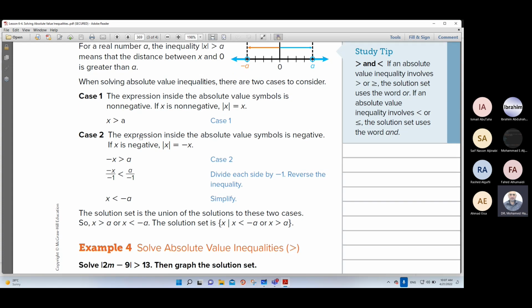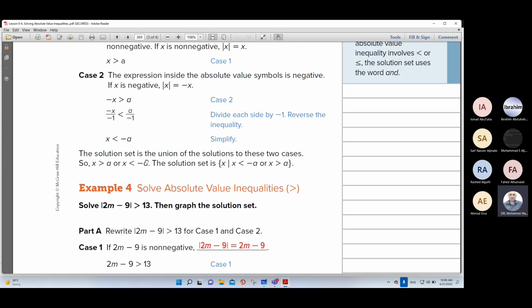The second case: the expression inside the absolute value symbol is negative. If x is negative, the absolute value of x will be negative x, and we can write negative x greater than a. Then we can divide by -1 to remove the negative from here, and we can switch the direction of the sign because we divided by a negative number. It will be x less than -a.